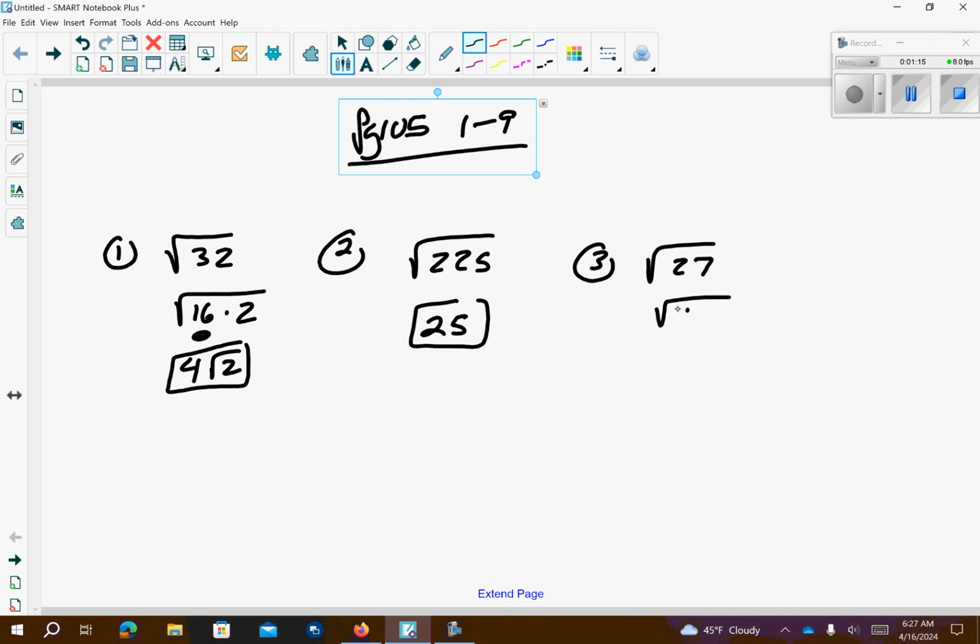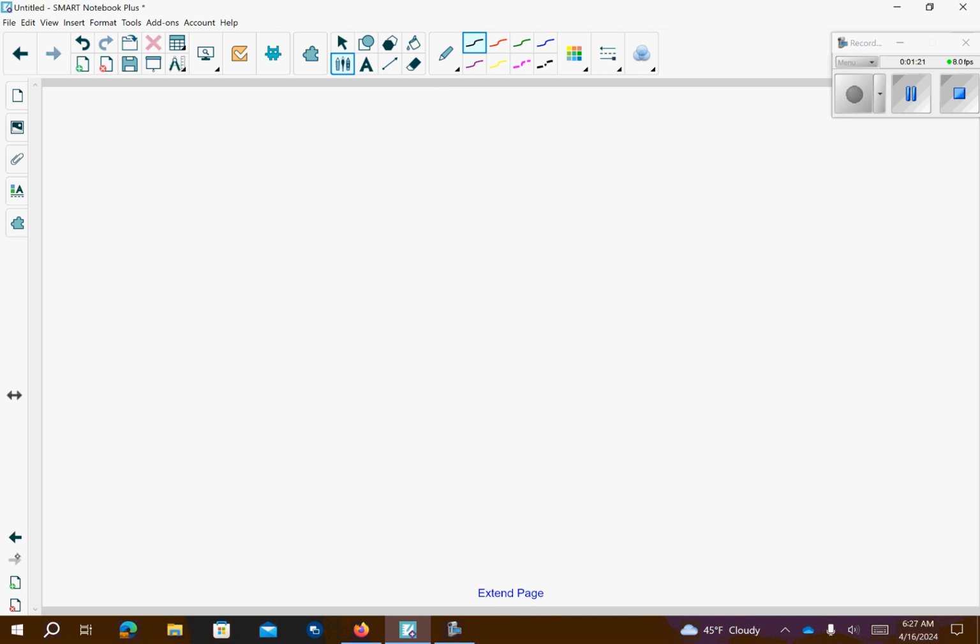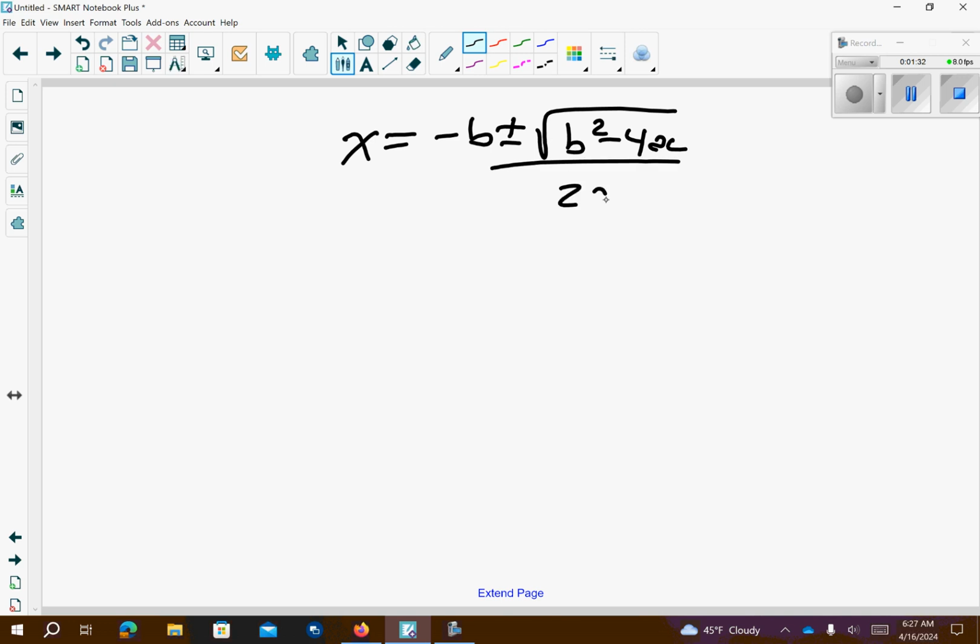So I'm going to break this down to 9 times 3. Square root of 9 is 3, so I wind up with 3 square root 3. All right, for the rest of these, we're going to use the quadratic formula, which is this. And this is definitely something I would suggest that you write down on your sheet of paper.